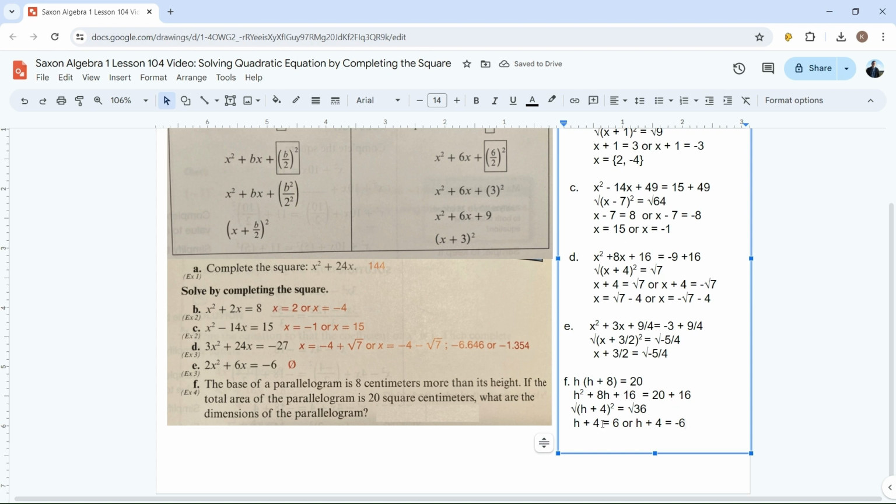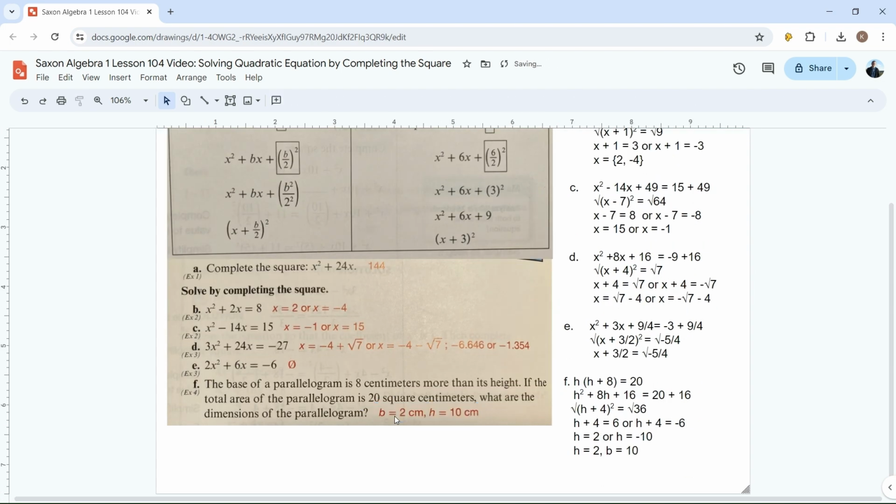This first one is going to give me an h equal to 2 when I subtract 4 from both sides, or the height could be h equals negative 10, but that doesn't make sense because I can't have a negative height. So the height is 2. That means that my dimensions are h equals 2, and the base equals 8 centimeters more than that, 10. So let's just make sure that that's right. Height of 2, base of 10. There we go. And that is how you work completing the square problems.